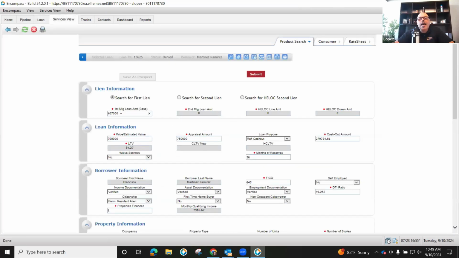Now I want you guys to notice, because I didn't request the lock and I didn't push it back, it's still giving me two different prices here, which means in the system, it hasn't been updated. So I'm going to give an example. If I make this change on the lock request, when I submit it and it gets accepted, when it pushes back to Encompass, it will update the price value to match the appraised value. Just to give you an example.